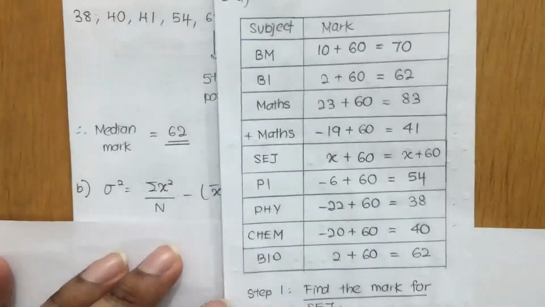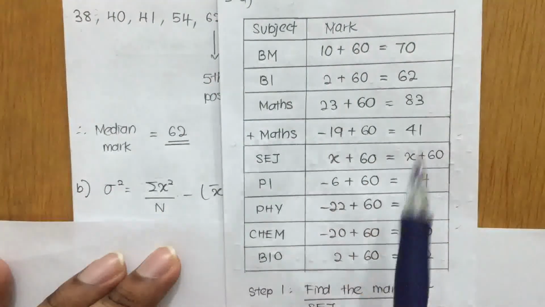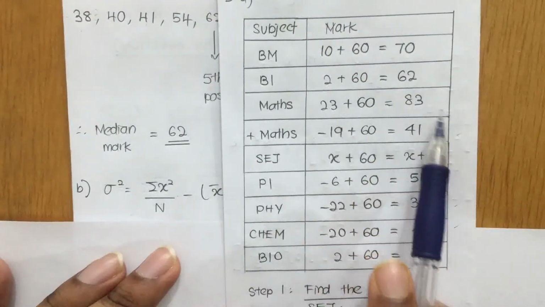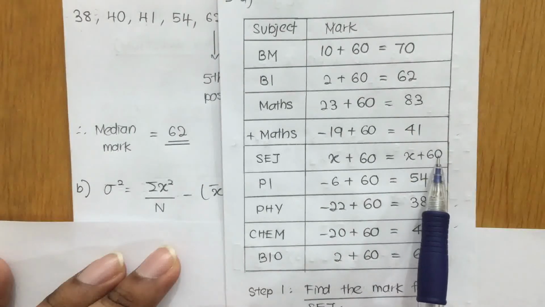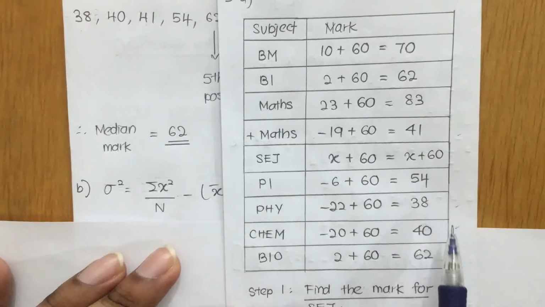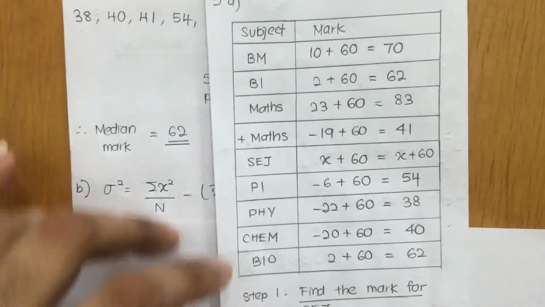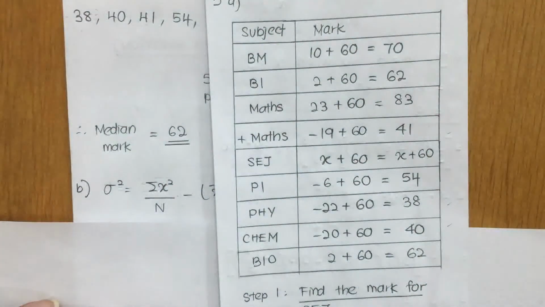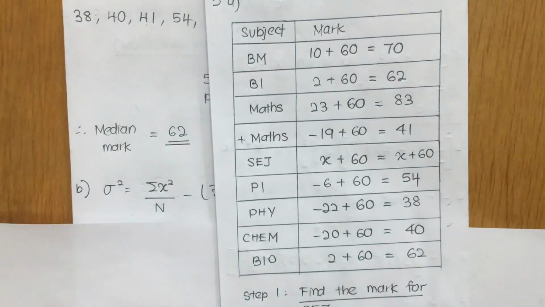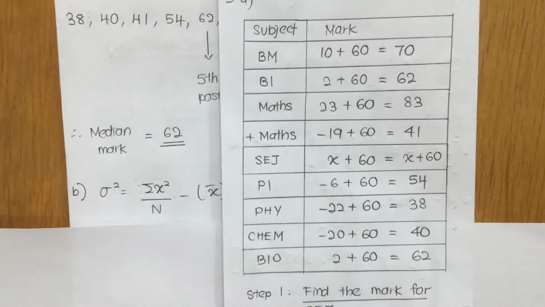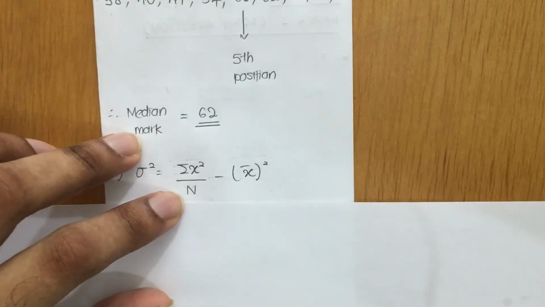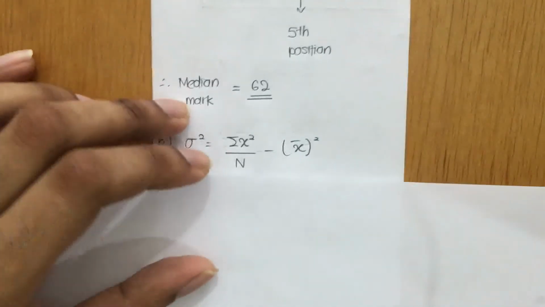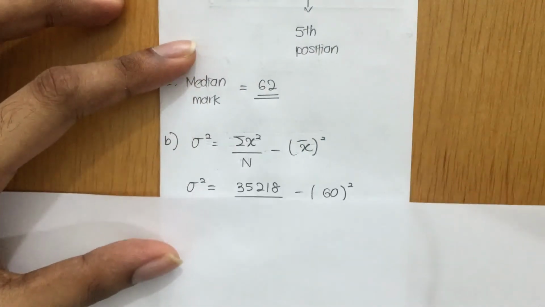So all the values you have found: 70, 62, 83, 41. Since your x is 30 over here, 30 plus 60 is 90. Then 54, 38, 40 and 62. You square them separately, and those squares you sum up together, guys. I hope you understand the explanation that I've given to you. Then the n is 9, the number of data, and then you minus the mean square. Let us continue to the next step.